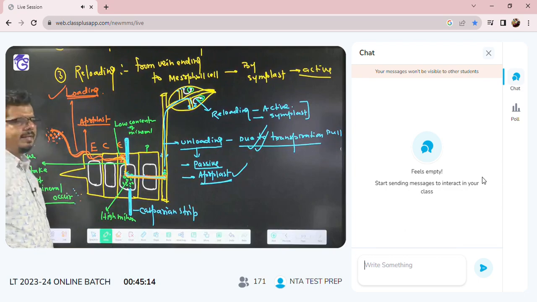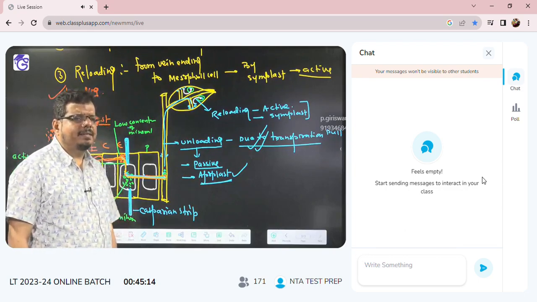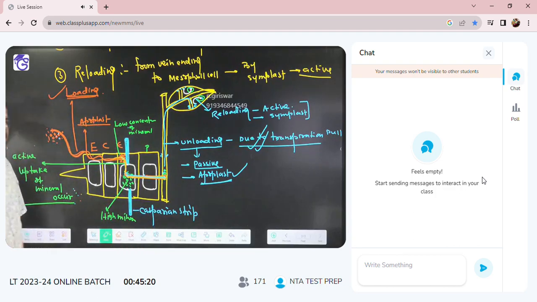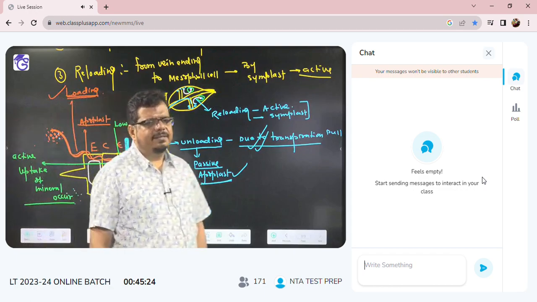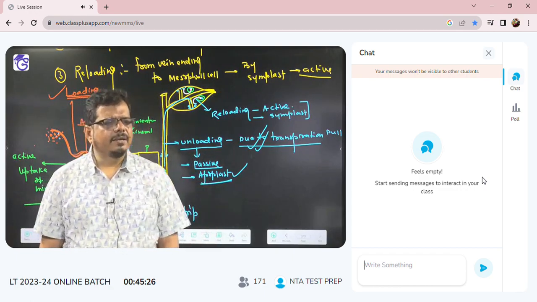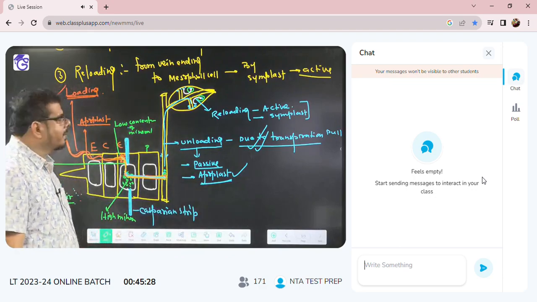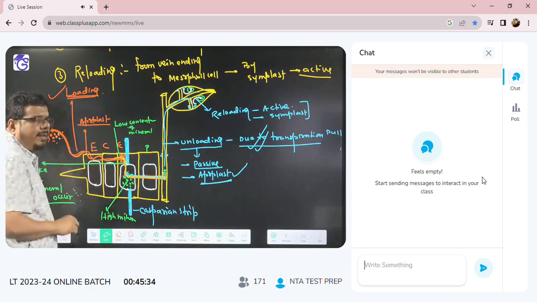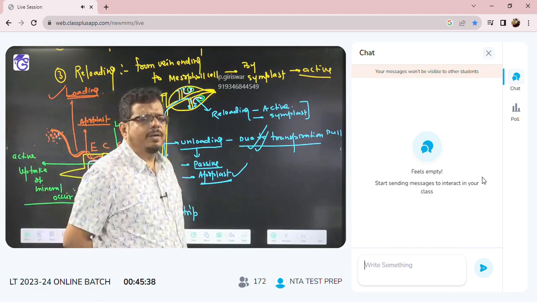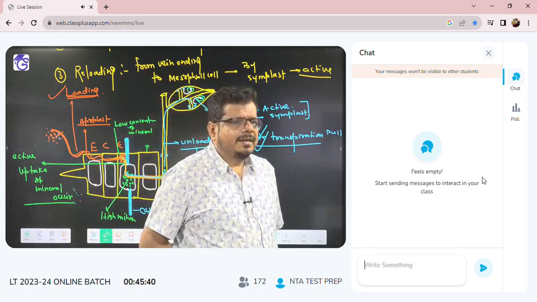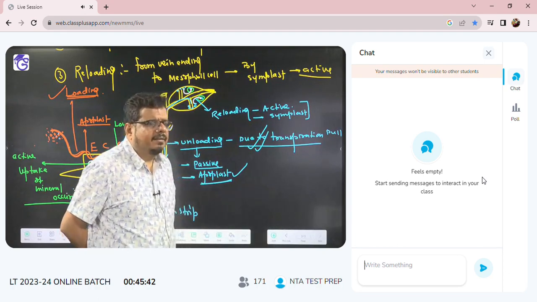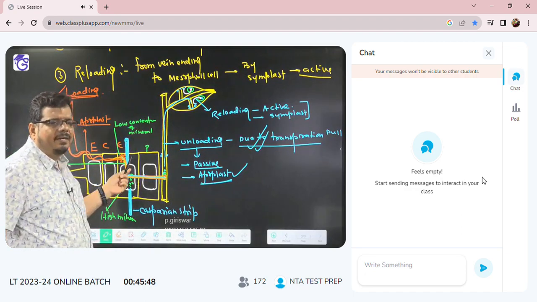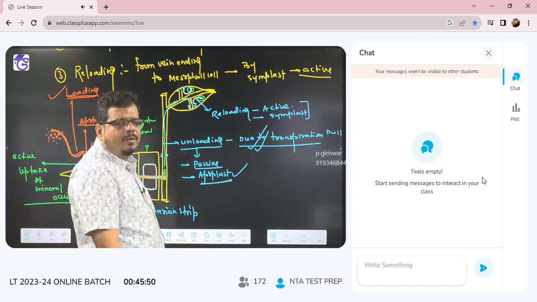So loading is mostly active, unloading is passive, reloading is active. Loading ultimately by symplast, unloading by apoplast, reloading by symplast. Is it clear? Is it all right? So done. Is it clear now? Right. Now NCERT also wrote here that these Casparian strips also help in unidirectional transport of water and minerals. Means if water and minerals cross which one? The endodermis, there is no backflow, and it is possible due to Casparian strips. Now we are moving ahead.